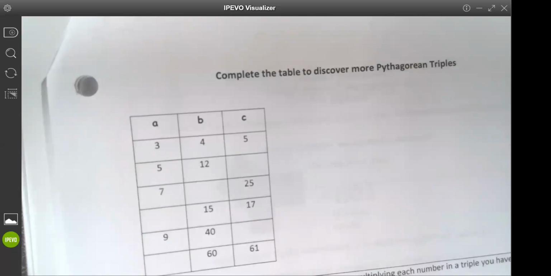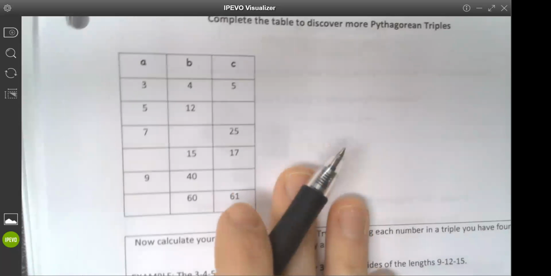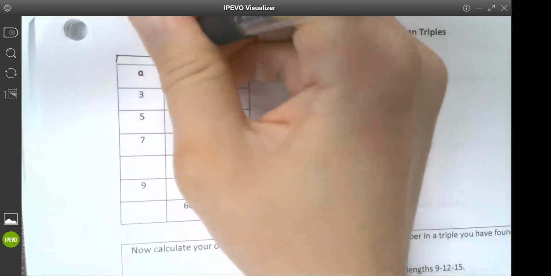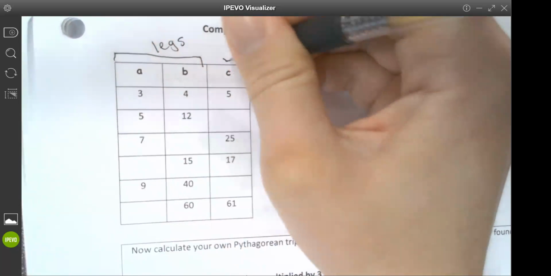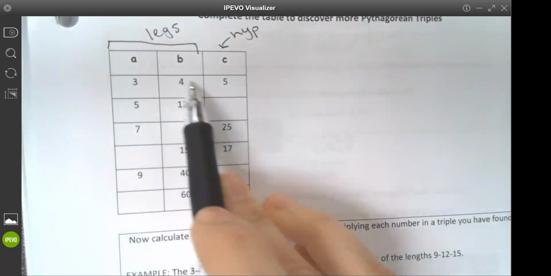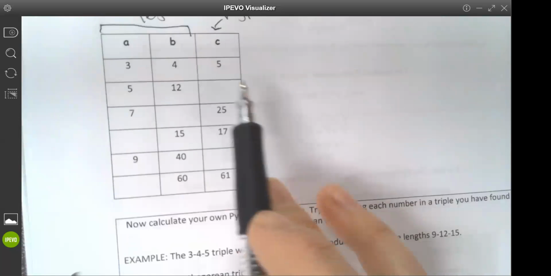So what we're going to do before talking about how we really use these is we're going to fill in this table. So in this table, notice it has A, B, and C. A and B have to be legs, and then this is my hypotenuse. So this is the one we just solved for. We know that 3, 4, 5 is a triple.